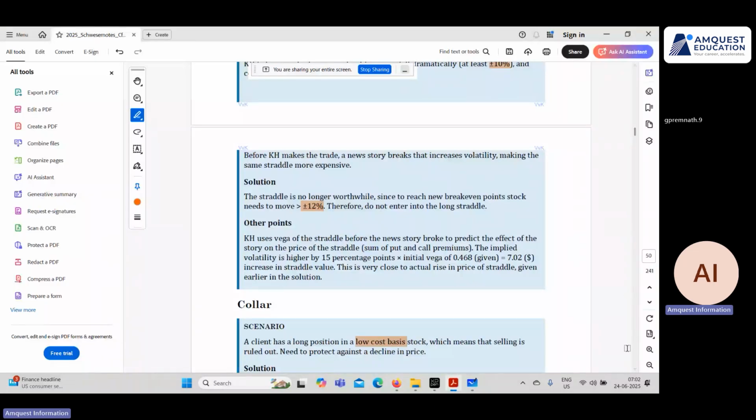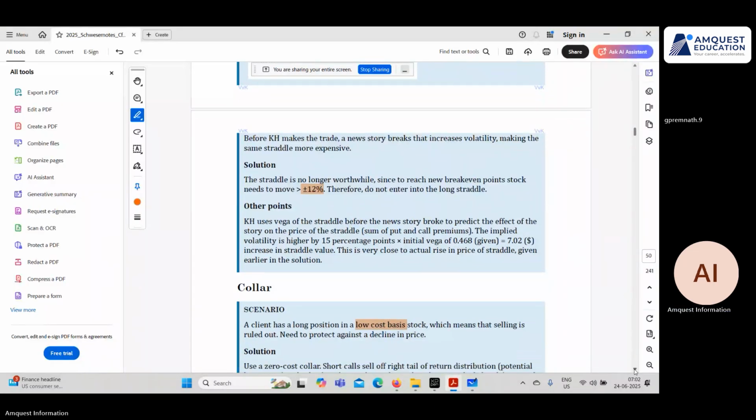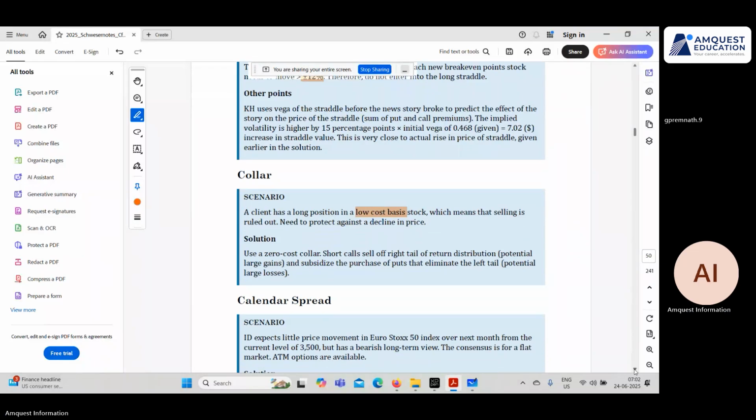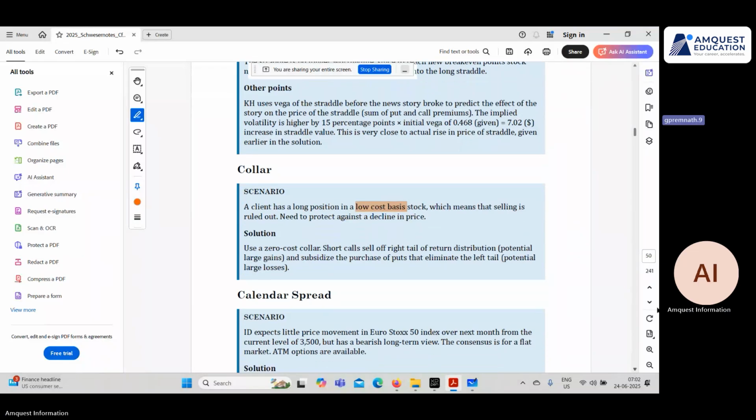And I guess we were here. Yes. We did low cost basis. We didn't do calendar spread. Let's try calendar spread.